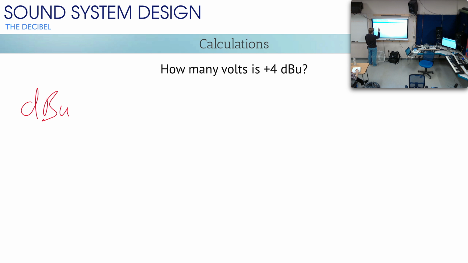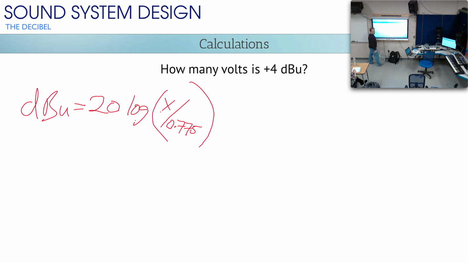The mathematical definition of dBU is 20 times the log of x divided by 0.775. So all of these are going to be 20 log times x over the reference level, all of them that are not watts. And if it is watts, it's just 10 times the log of the variable divided by the reference level. Because this goes with the 10 and 3 and the 6 and 20? Correct. Okay. So that's the mathematical definition of dBu: dBu equals 20 times the log of x divided by 0.775.